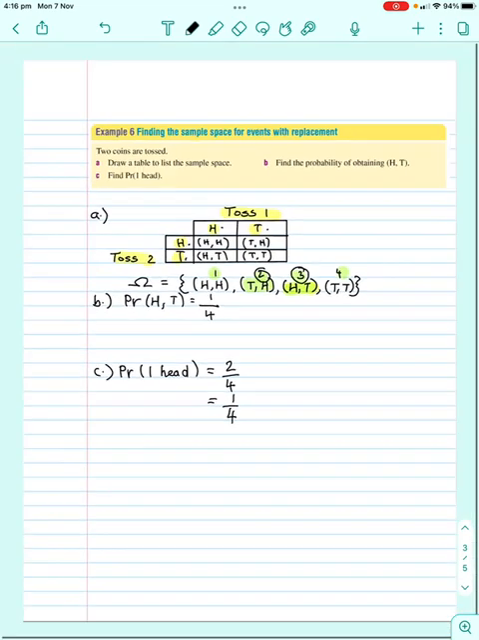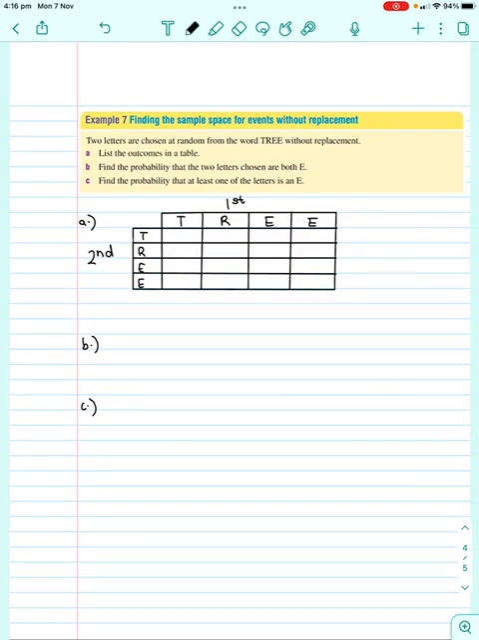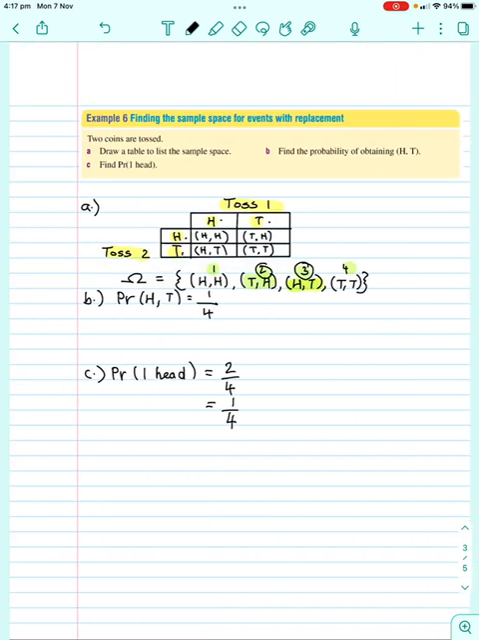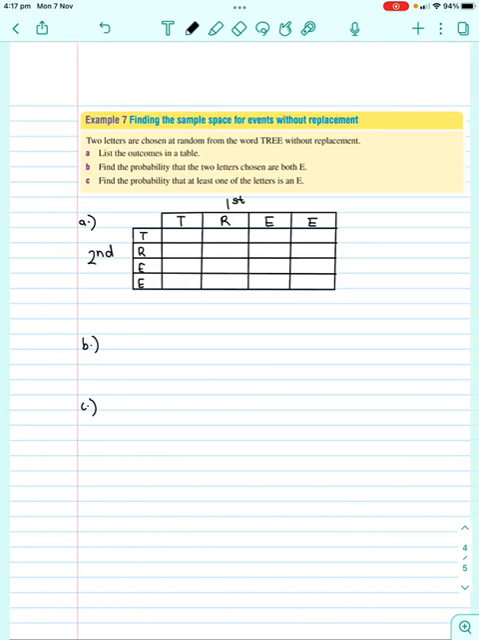All right, let's do our last example. So this one's a little bit more complicated. I've gone ahead again and I have drawn our table. Now, something I should have noted was that the last one was with replacement. Because it was 2 separate coins, it automatically becomes with replacement. So this one is without replacement. We have 2 letters chosen at random from the word tree without replacement. So they may have written these on bits of paper and then put them in.